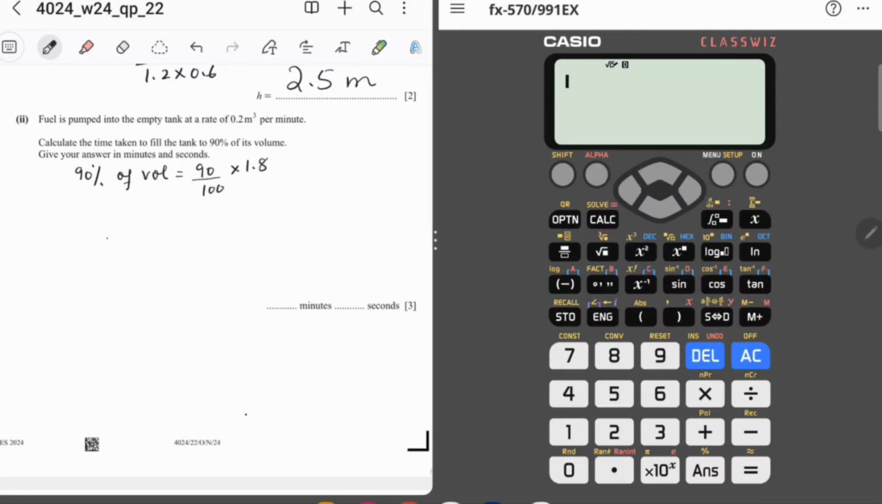90 upon 100 multiplied by 1.8 equals 1.62 cubic meters. It means the full tank is 1.8 and 90% is 1.62. In 1 minute it's filling 0.2 cubic meters, so we are going to find out in how many minutes it fills 1.62 cubic meters.